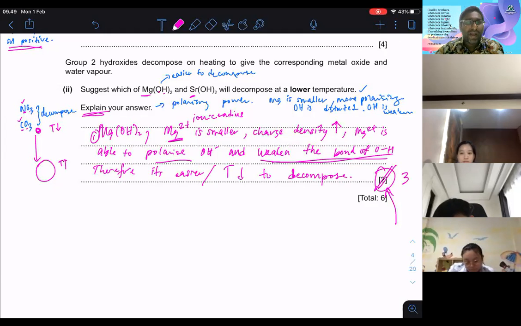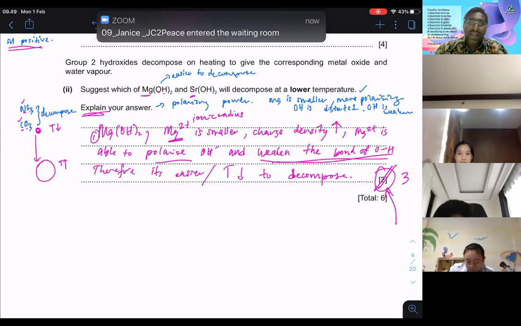Okay, if they give you 4 marks, yes, please explain about the number of shells. But I think in paper 4, they are not going to focus on the number of shells. But in AS, yes, you need to talk about shells, why the ionic radius is getting smaller and so on. So that is important. It depends on the level also.